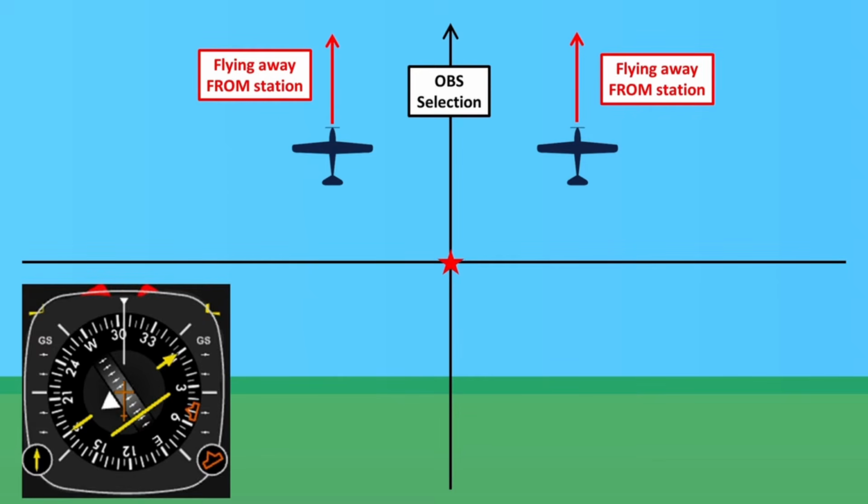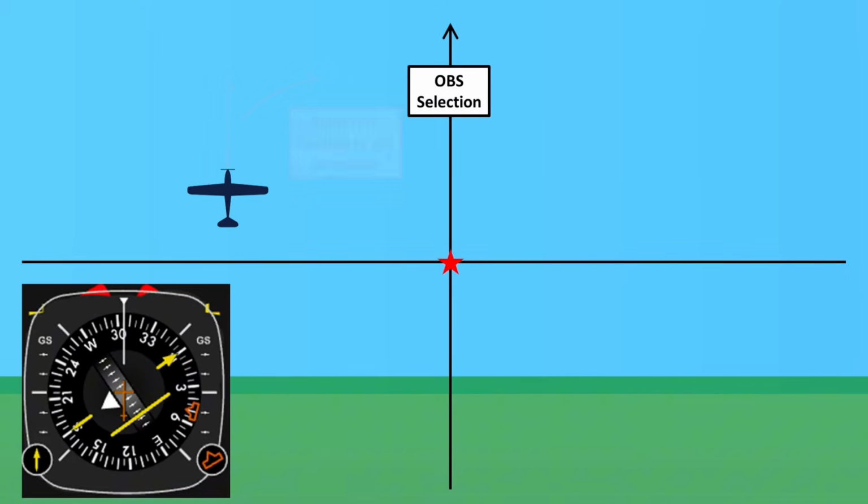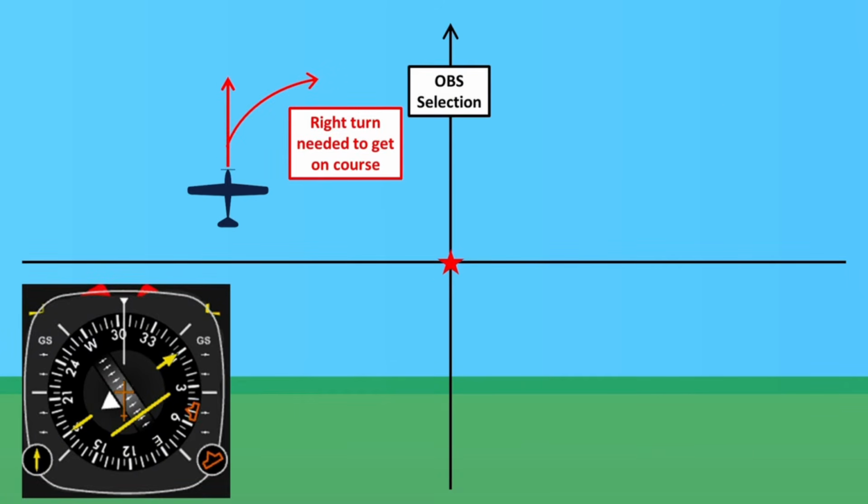Finally, if my CDI is centered, I am on the OBS course. If it is to the right, I would need to turn right to get on course if I was flying the same heading as the OBS. If the needle is left, I would need to turn left if I was flying the same heading as the OBS.